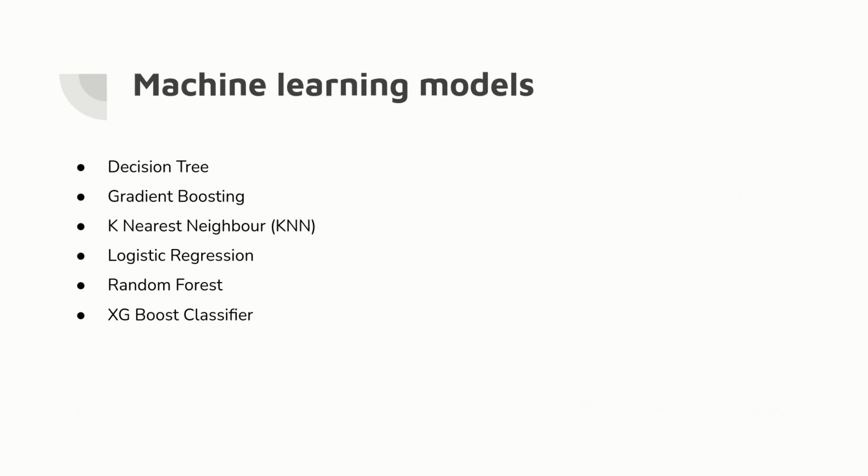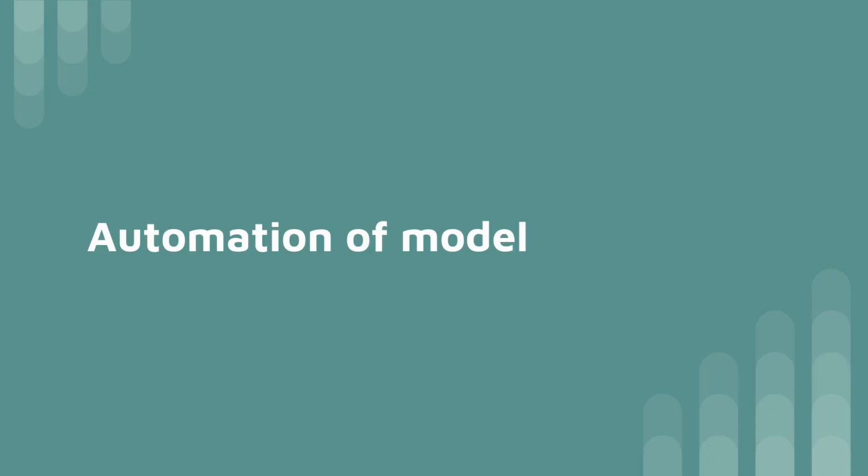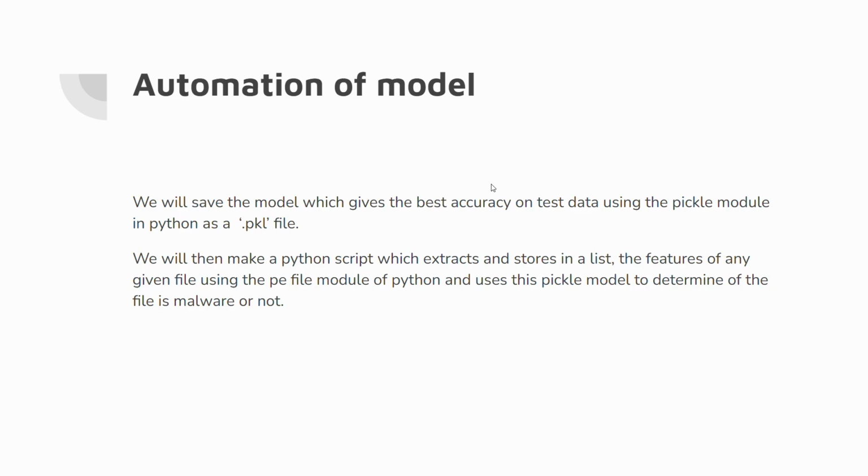So automation of model. After training various models on a data set, we will save the model which gives the best accuracy on test data using the pickle module in Python as a .pkl file. We will then make a Python script which extracts the features of any given file using the pefile module and use the pickle model which we saved to determine whether the file is malware or not.